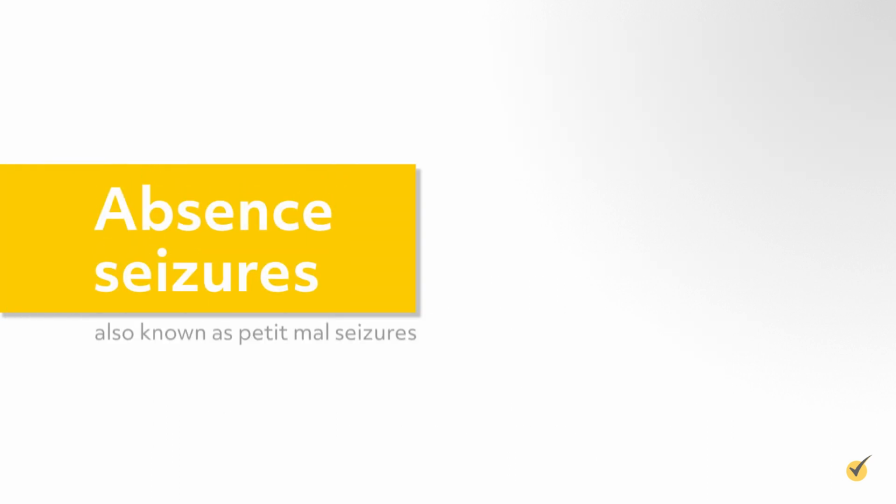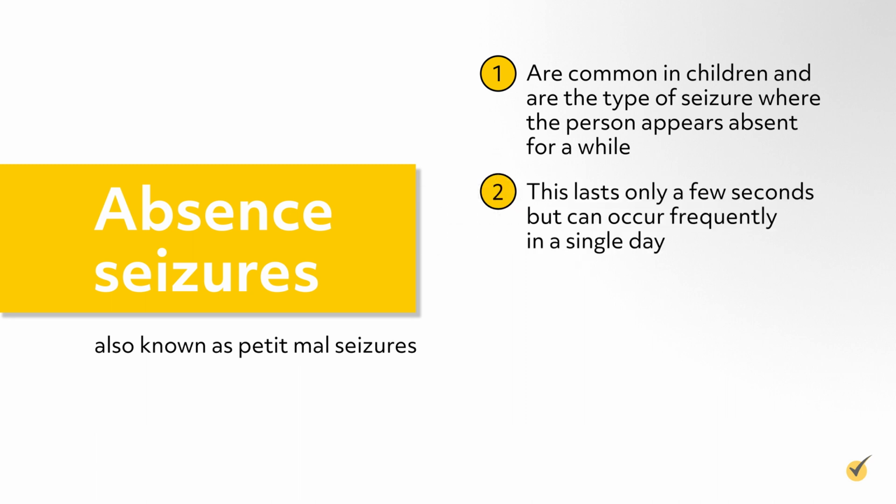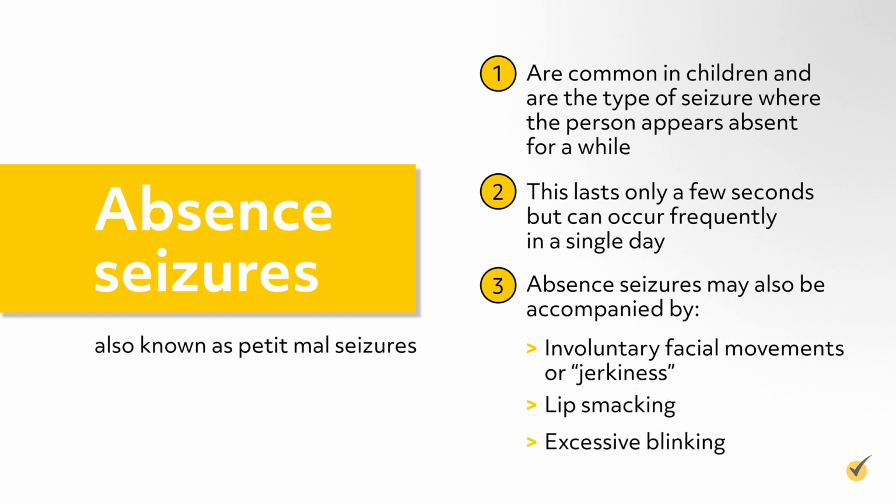Absence seizures, also known as petit mal seizures, are common in children and are the type of seizure where the person appears absent for a while. This lasts only a few seconds, but can occur frequently in a single day. Absence seizures may also be accompanied by involuntary facial movements or jerkiness, lip smacking, and excessive blinking.